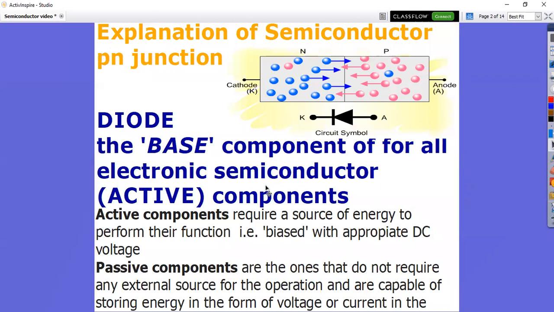The base component of all semiconductors is the p-n junction, or commonly known as a diode. A diode is an active component. What do we mean by active? It requires a source of energy to provide its proper function. It needs to be biased with the appropriate DC power. Unlike passive components such as resistors and capacitors that simply convert or store energy.